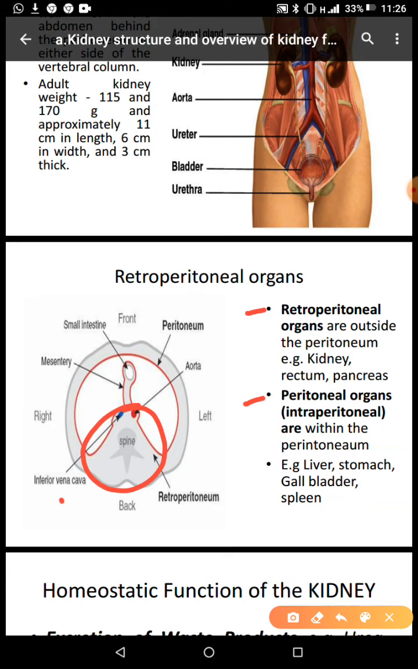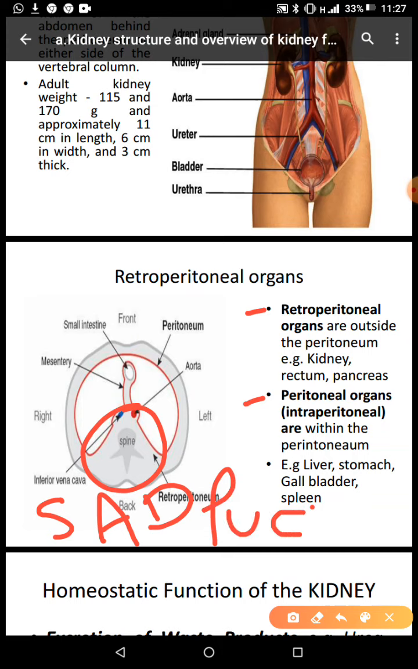If you want to remember organs that are retroperitoneal, you can use a mnemonic code: SAD PUCKER. This is a mnemonic which can help you to remember organs which are retroperitoneal. S is the suprarenal glands, which are actually on top of the kidneys. And then A is the aorta. So the aorta is not found within the intraperitoneal. The aorta, or the inferior vena cava.